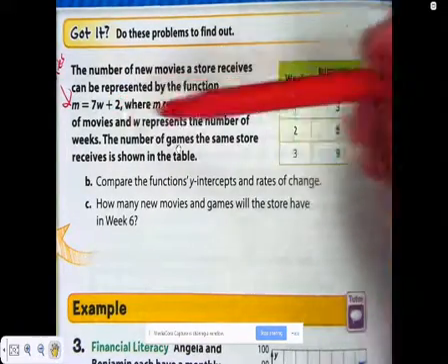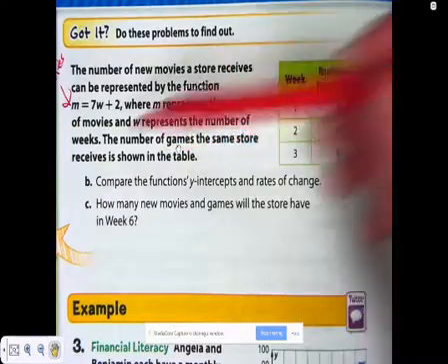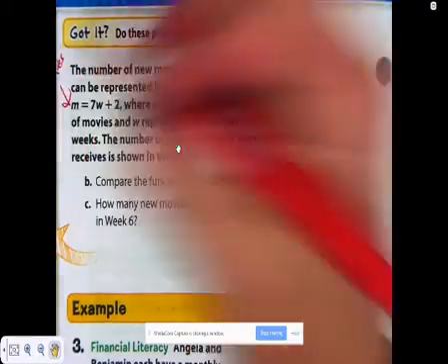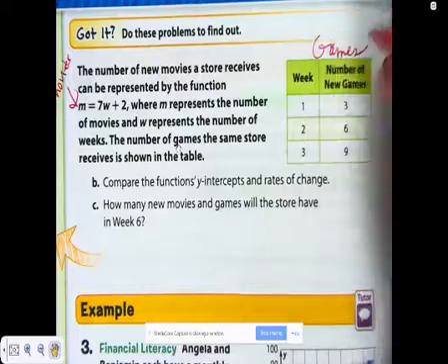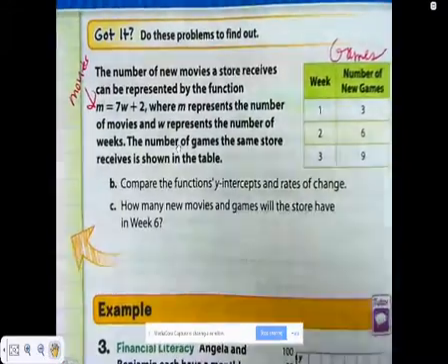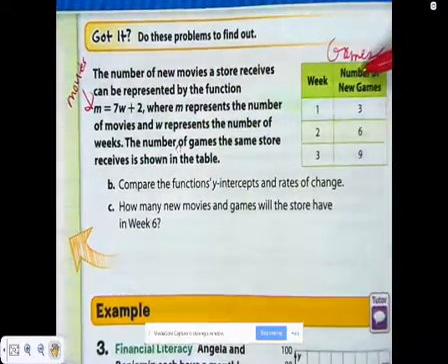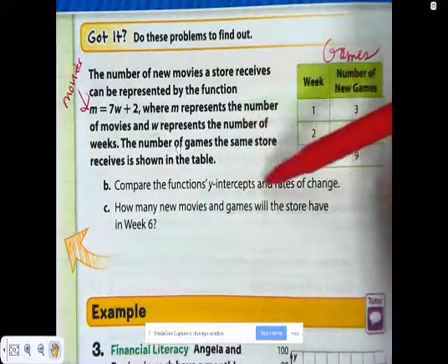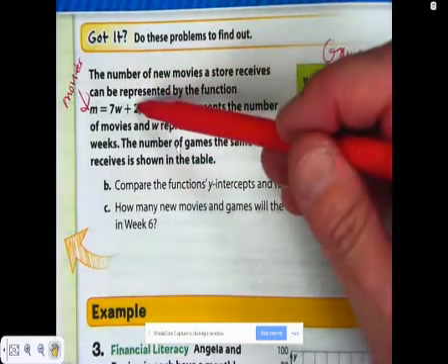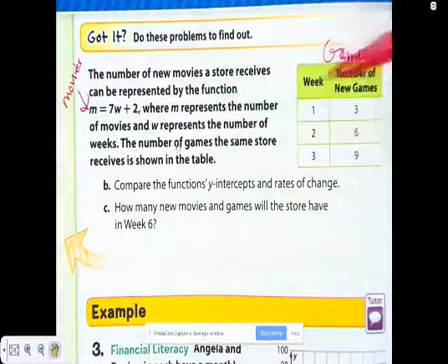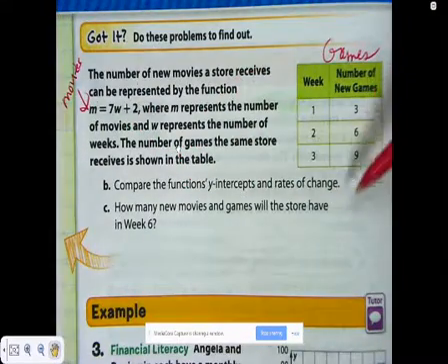Okay, so the number of games the same store receives is shown in the table. So this is for movies, this is for games. Label that so we don't get confused. This one is for movies, this one's for games. Okay, so compare the functions, y-intercepts, and rates of change. Well, the movies is right here. The games, we don't have an equation, so we need to write one.